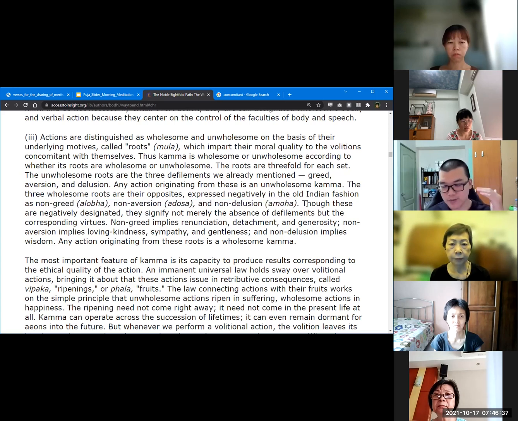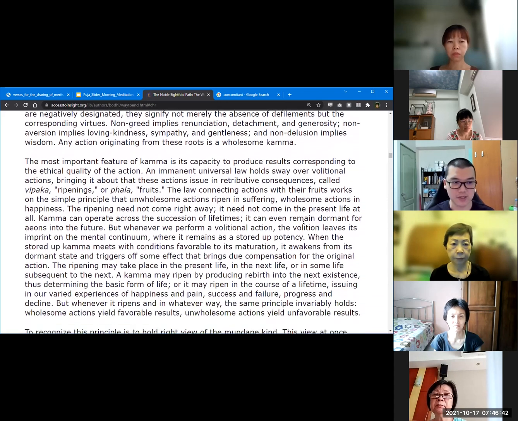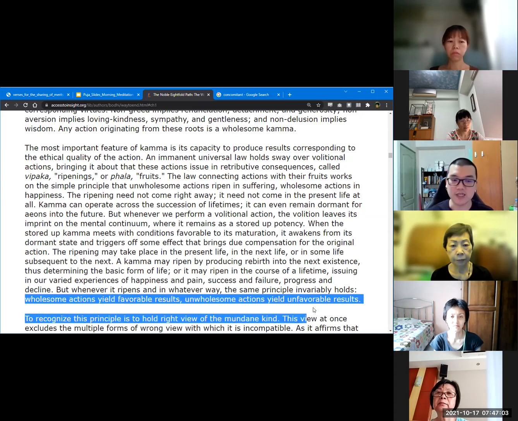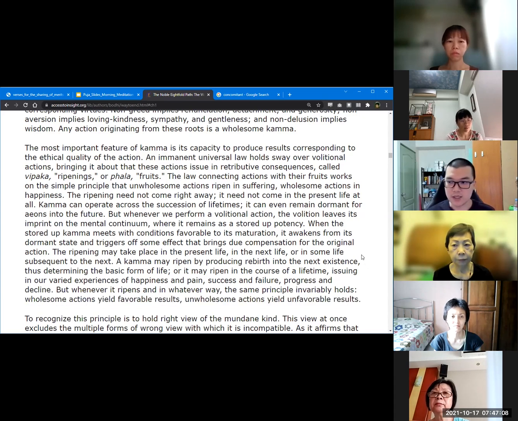So the first paragraph talks about the root. The second paragraph talks about the fruits or the results. So whichever the action springs from, if it's from unwholesome roots, then it will yield unfavorable results. If it is wholesome roots, if it is wholesome actions, it will yield favorable results. So it's summarized perfectly in this last sentence. So before I continue, firstly, any question, any comments for the first two paragraphs from anyone?